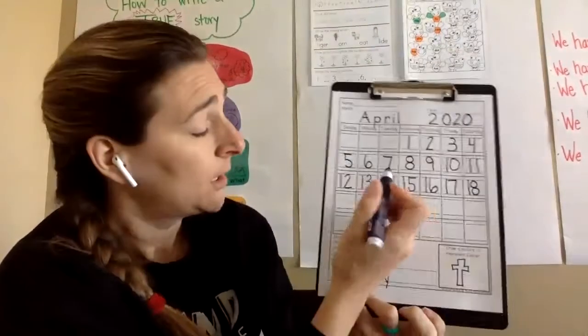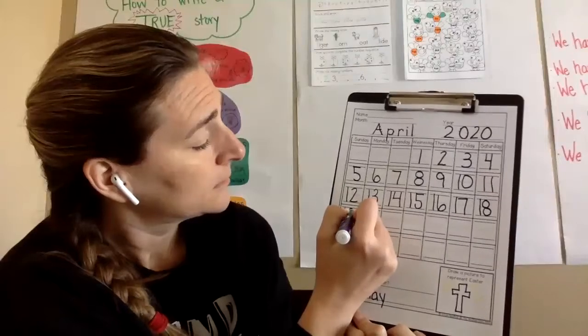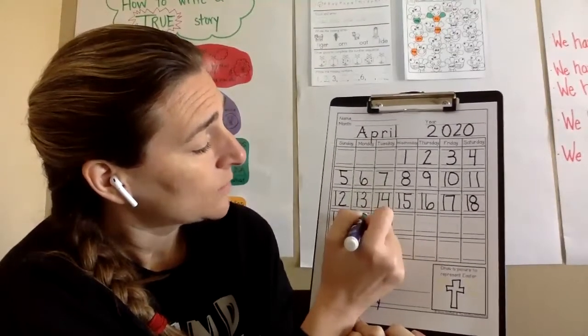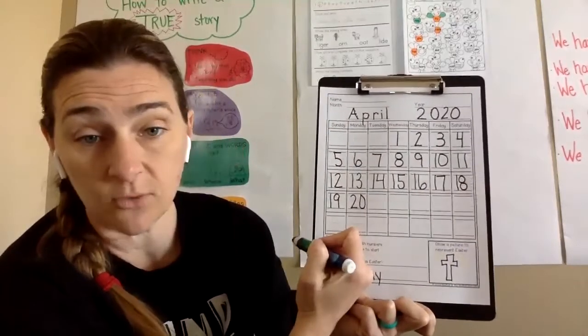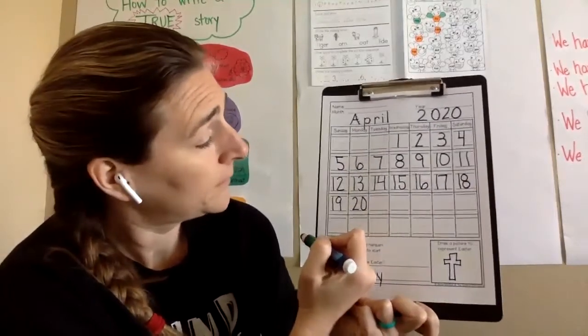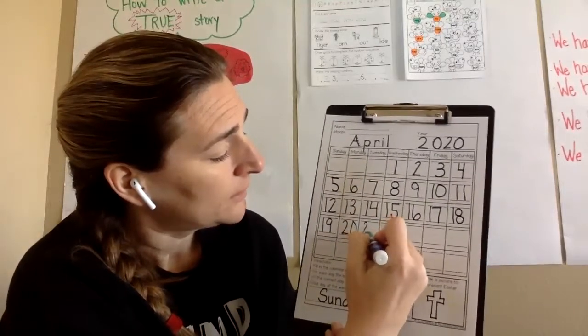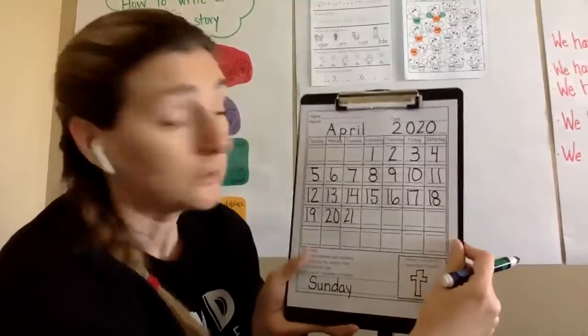So we're gonna do 19, and then 20. And remember, when we get to 20, we start using 2s, okay? A 2 and a 0 is for 20, okay? And then we do 21. That was a little bit messy, sorry.